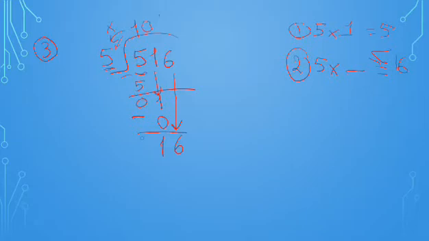5 times 1 is 5, 5 times 2 is 10, 5 times 3 is 15, and 5 times 4 is 20. Of course, I will not take 20, I will take 5 times 3, which is 15. So 5 times 3, I multiply, 3 times 5 equals 15, then subtract here 6 minus 5 equals 1, and 1 minus 1 equals 0. So here, this means that the remainder is 1.